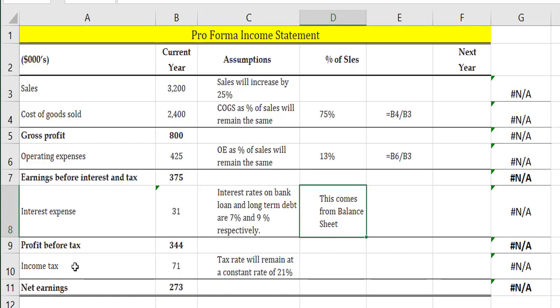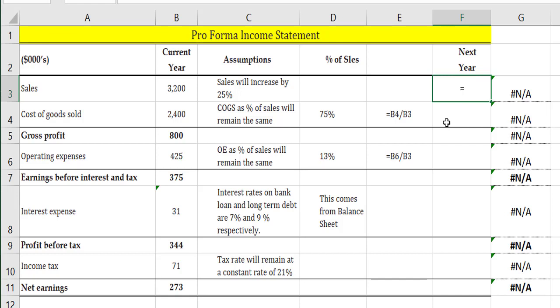What about income tax? We are also assuming income tax will remain at a constant rate of 21% independent of sales, so we don't need to express it as a percent of sales. So once you express these items as a percent of sales, now we can go and compute values for next year. So let's start with how much sales will be next year. As we know, the sales is going to grow by 25% next year.